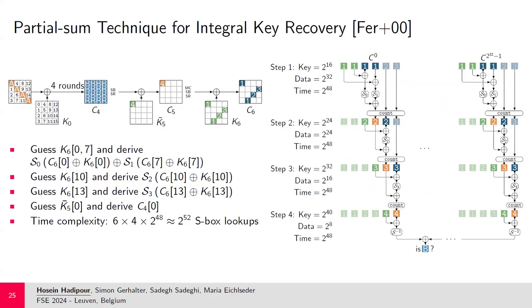The complexity of partial sum is 2 to the 52, but how? This shape visualizes the partial sum technique. If you look at the labels on each cell, the label represents the step number in which you process that cell, right? So typically we start from the ciphertext side, and we guess some keys and derive some internal state. We store them, and then we again guess another key and we process this intermediate data that we have stored, right? If you look at the right shape, you see, for example, we start from decrypting 2 to the power of 32 ciphertexts by guessing 2 bytes of the key. But the number of possible values that the intermediate values can take is 2 to the power of 24, because you should store essentially 3 bytes.